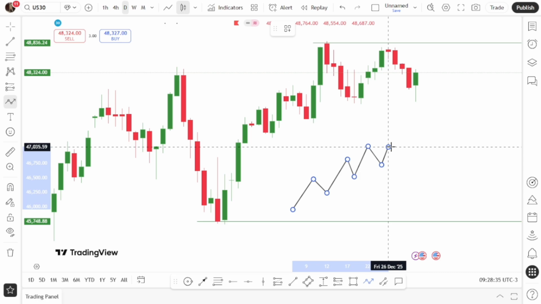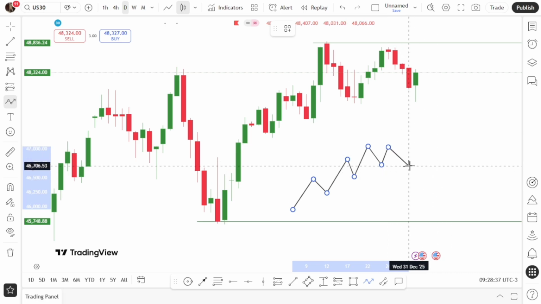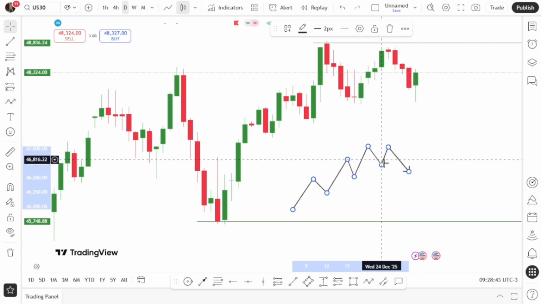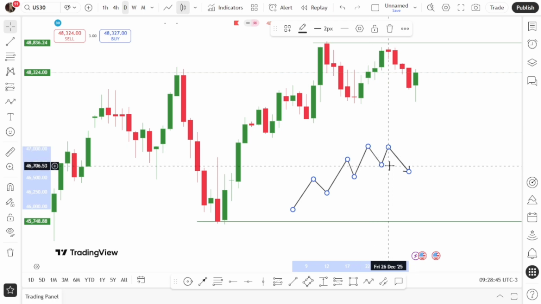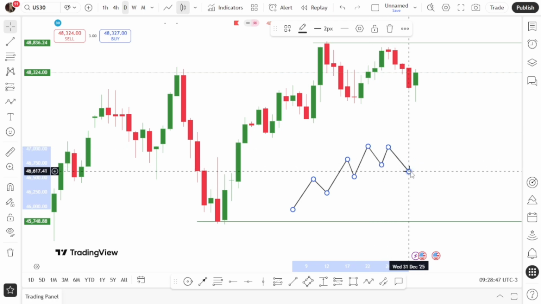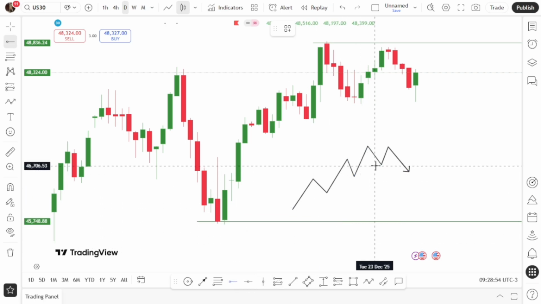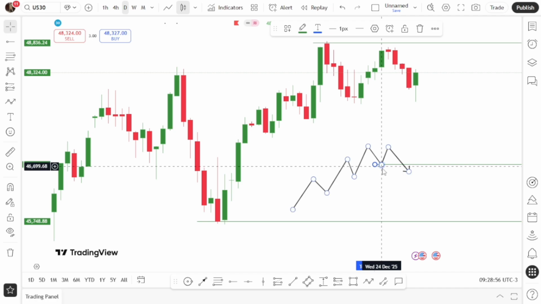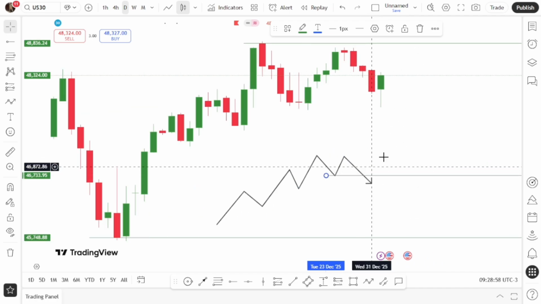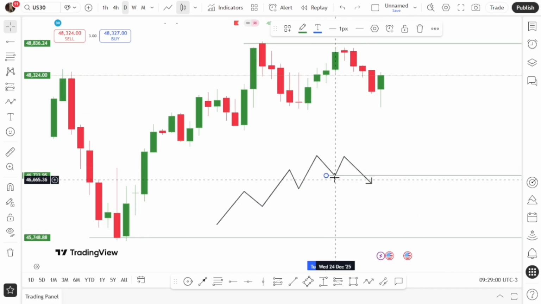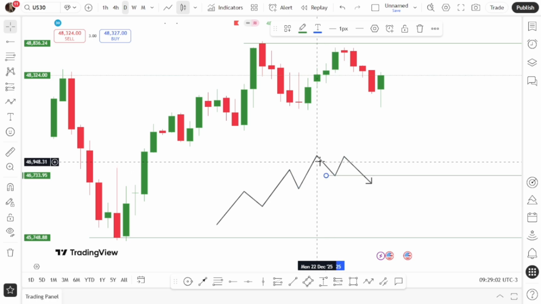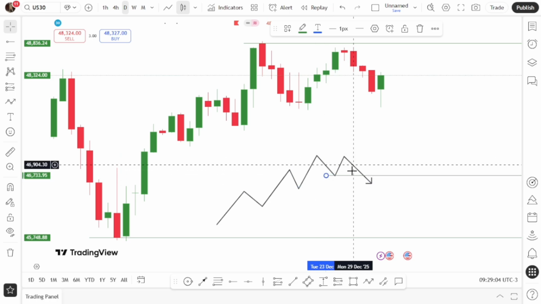Number one, when it can't create new highs, and number two, when it breaks the previous higher low. When it breaks below the previous higher low, that's this level. Let me zoom in a little. Turning this higher low to a lower low, creating what they call a lower high, a lower low.